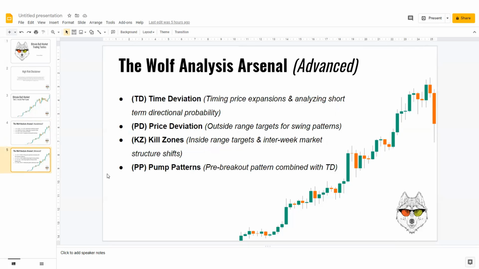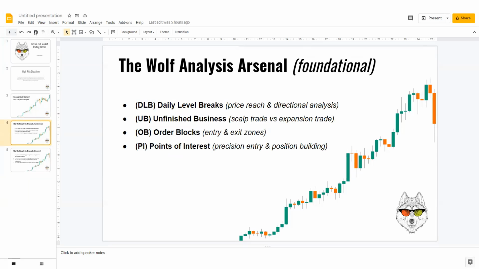I do other stuff like time deviations, price deviations, kill zones, pump patterns, and those are quite a bit more advanced. I wouldn't suggest that these work as a standalone strategy for analyzing things. You really want to have the foundational stuff down pat first, and then this is sort of icing on the cake, if you will. So hope that all makes sense, and if it does, we'll hop right into it and get started on the first thing. We'll look at the daily level breaks.